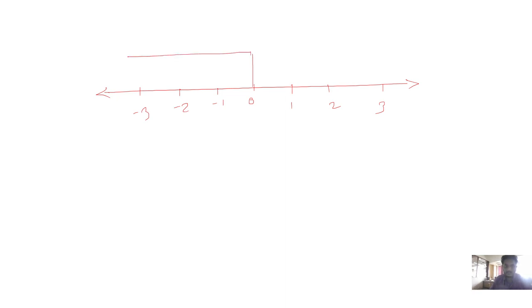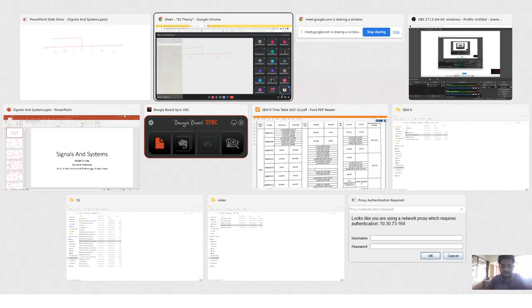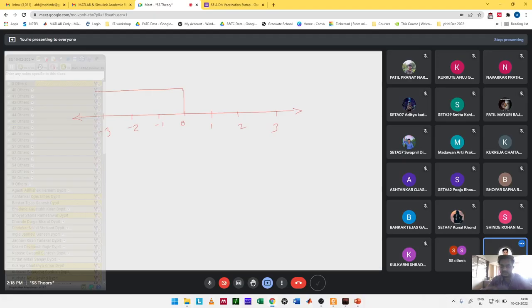It can be something like this, right? It is a probability that the signal can be like this, yes or no? Is it a possibility? Or can such a signal never exist? Its amplitude will be 1 till 0, and after that it will be 0, right?